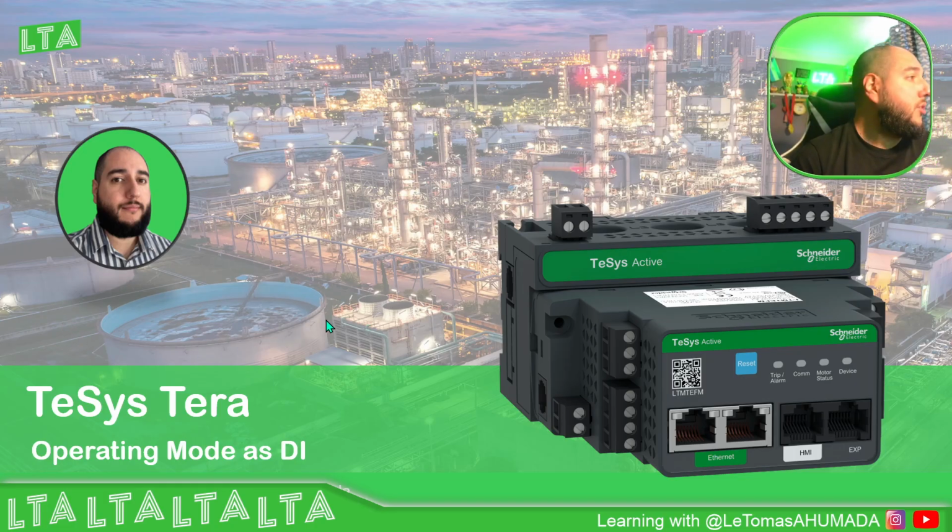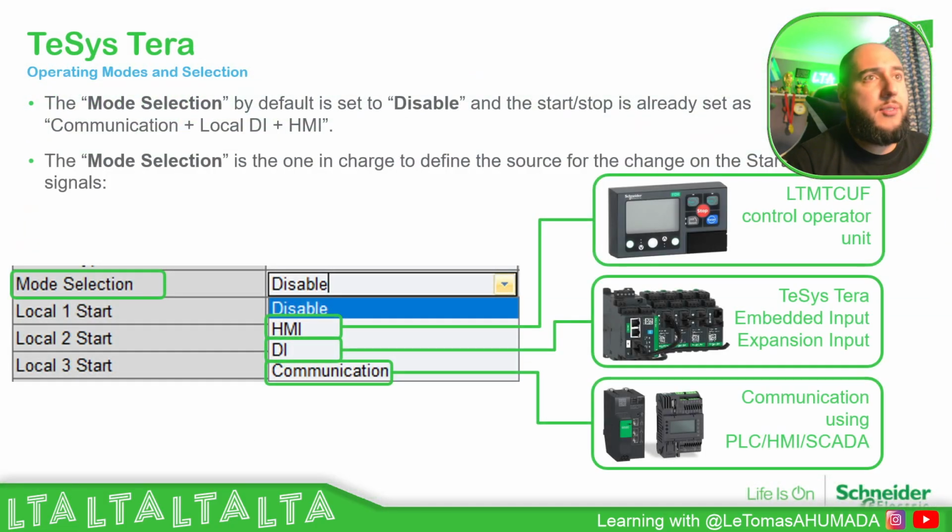So in the previous video we saw that we have different sources to select different start and stop sources, and how we can change between them. That was like an overview. So now what we're going to do is explain how to use the operating mode as a DI.